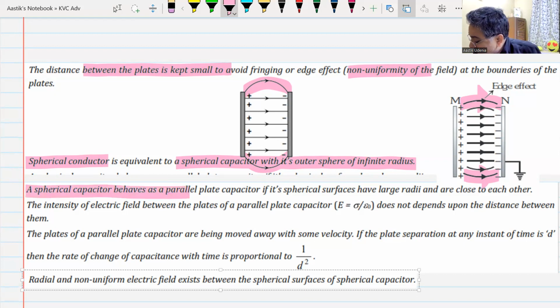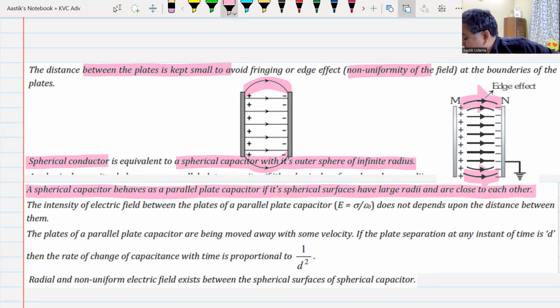A spherical capacitor will behave as a parallel plate capacitor if the surface has a very large radius and the distance is very small. Remember, the capacitance is 4 pi epsilon naught R1 R2 upon R2 minus R1. If R1 and R2 are almost the same, R1 R2 becomes R square and R2 minus R1 becomes the small distance d. So the capacitance becomes epsilon naught A by d. It becomes the same as the capacitance of a parallel plate capacitor. Do we understand this? Yes, sir. Are you able to understand what I'm saying?